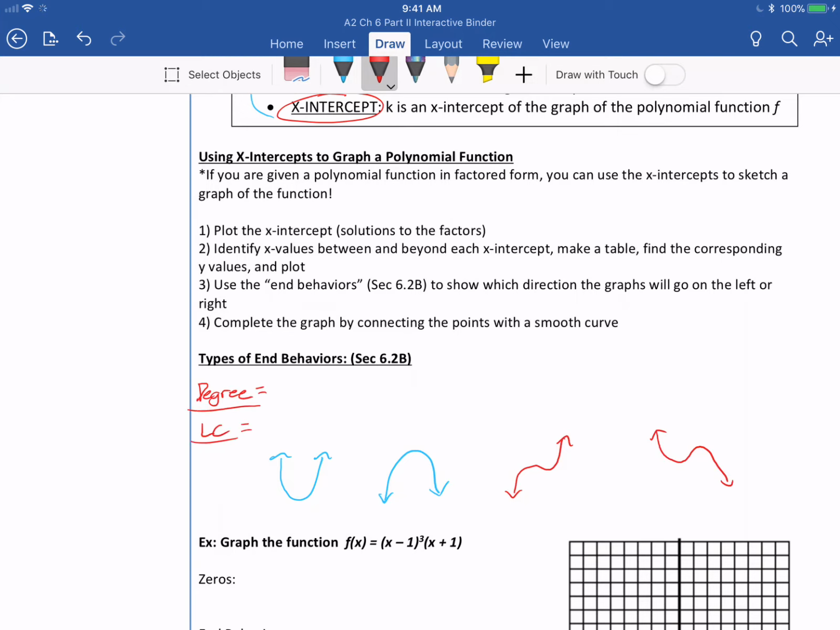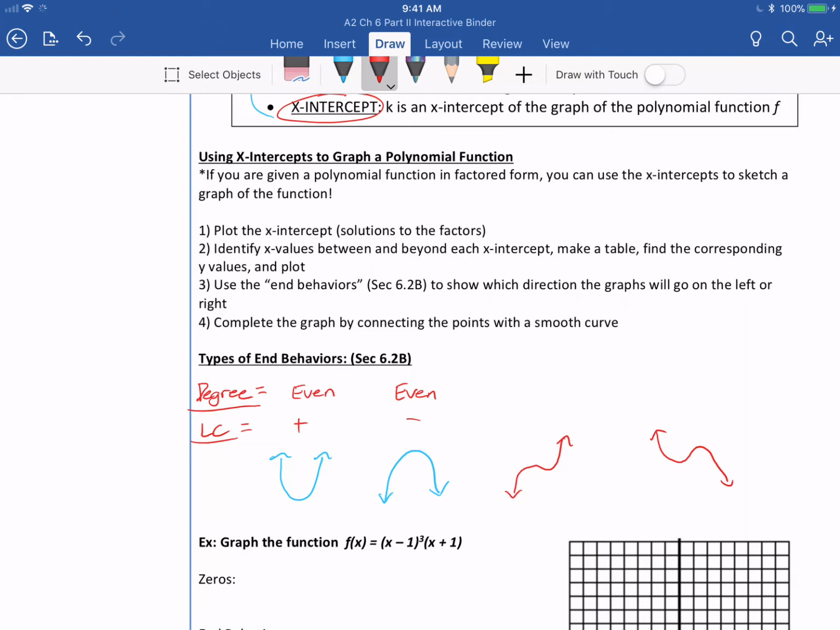So remember, my degree is even, I have parabolas. So that's like an x to the fourth, an x to the 70th, some even number. And remember here, if my leading coefficient is positive, it opens up, and if it's negative, it opens down.